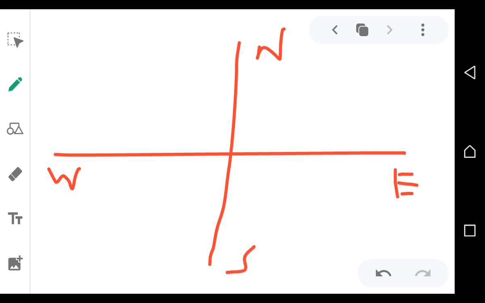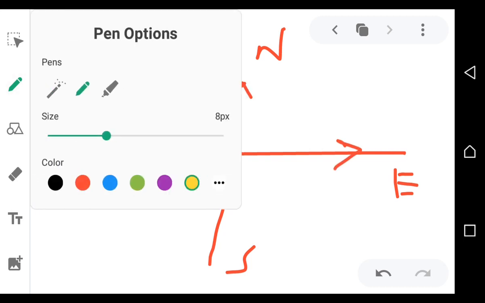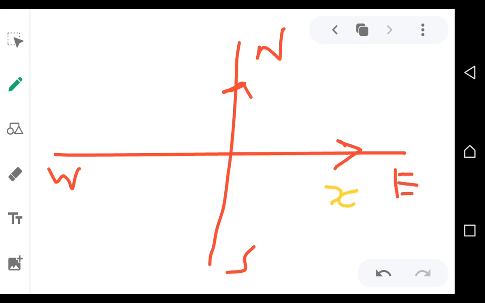On the number line, this side is the x coordinate. In this direction is the x coordinate. When you are going upwards, these lines that go upwards are called the y coordinate. So that's how you pick the lines. You always pick x, y.